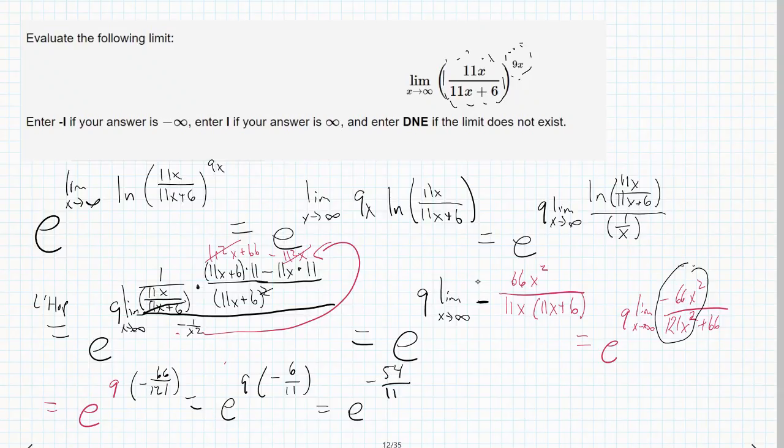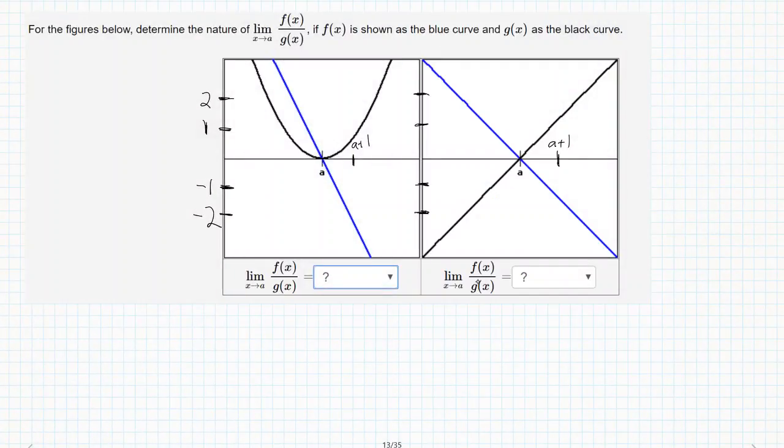E to the negative 54 over 11 is our final answer. Right? Kind of a crazy one. It turned out to be pretty neat in terms of what it comes down to. But remember, the key component: you had these two things, a variable in the base and a variable in the exponent. That means you had to use an e and a natural log to bring that exponent on down, and then use L'Hopital's rule. You will see something along these lines.